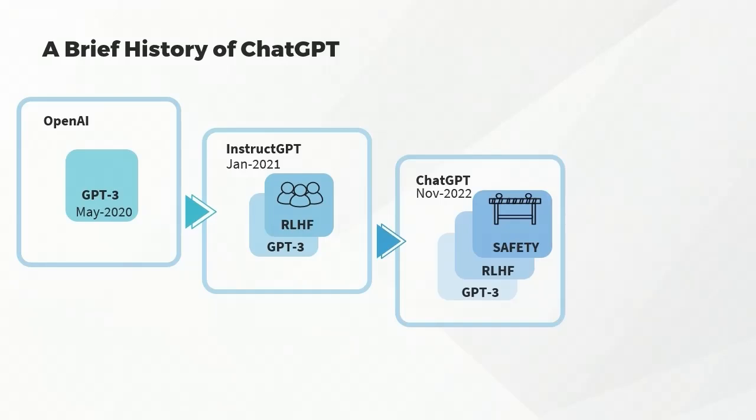ChatGPT was released in November 2022. It is another extension of GPT-3, but designed for conversational applications. In addition to RLHF, ChatGPT incorporates a set of safety features designed to prevent the model from generating harmful or biased language. ChatGPT can, for instance, detect and avoid generating text that promotes hate speech or misinformation.